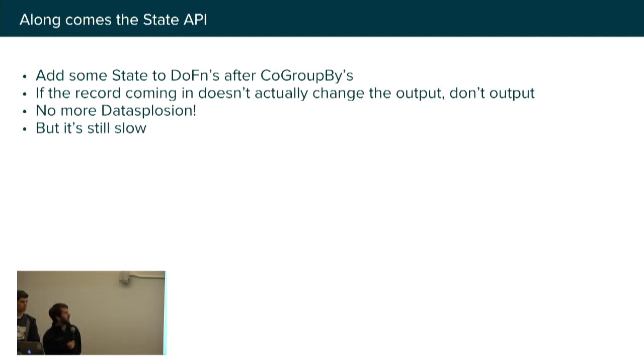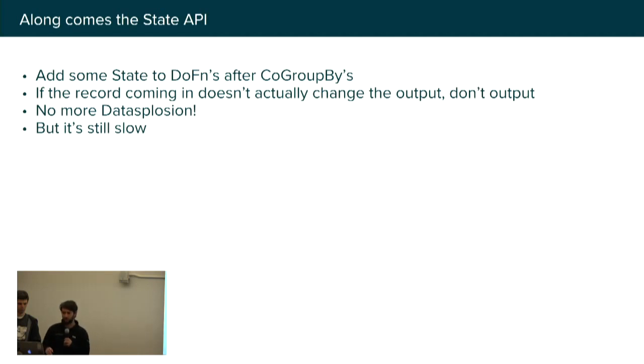Then the Beam state API came along, and we thought, okay, maybe we can just make a little change to our streaming job and then that'll start working. And it kind of did. We add some state to DoFns after CoGroupByKeys that checks whether the record coming in actually makes a change to the output, and if it doesn't, then don't issue it. That dramatically cut down on the I/O, and it started working for a while.